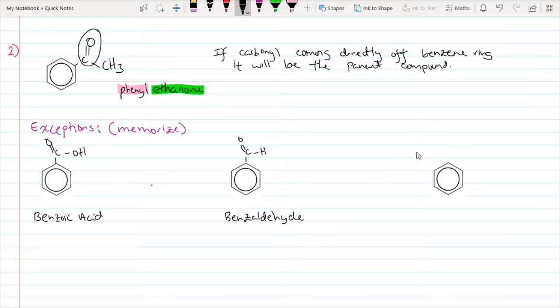Moving on to our third and final exception. We now have an amine group, NH2, coming off a benzene ring, and this would be called phenylamine. So what I suggest you do is look out for these exceptions, because they will always take priority, and they will be the parent compound.